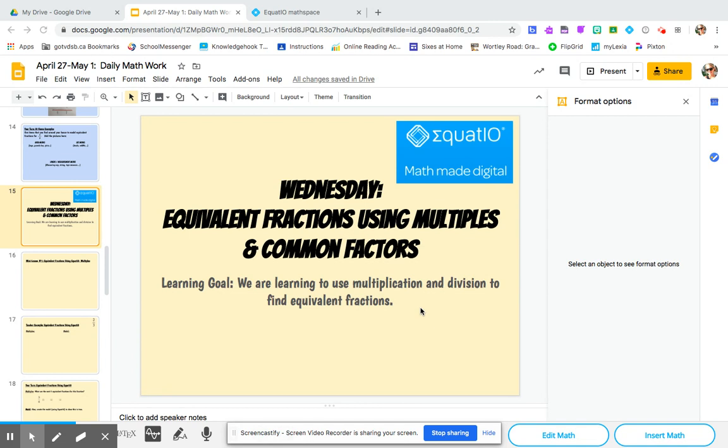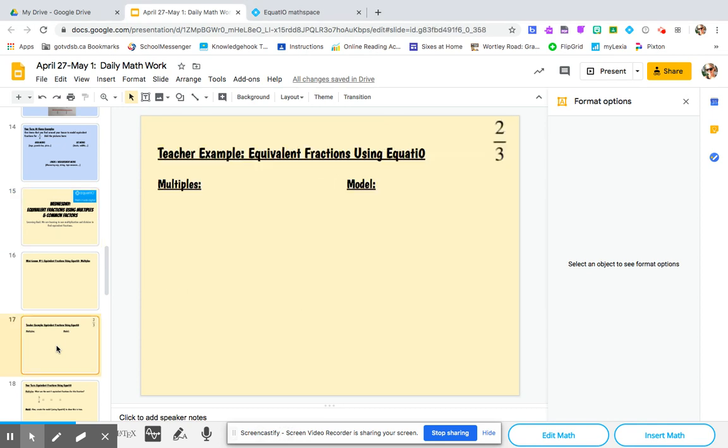Now, yesterday we learned all about equivalent fractions and we can make some good models for equivalent fractions, but we don't want to have to create a model every single time we're looking for an equivalent fraction. So today is the shortcut day. I'm going to do this in two parts. We're going to start by finding equivalent fractions with multiples.